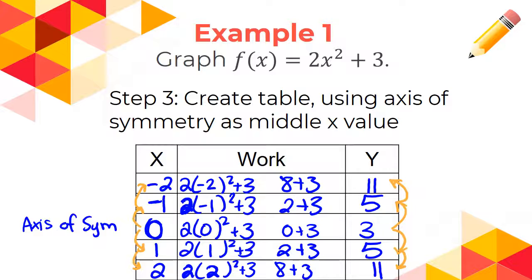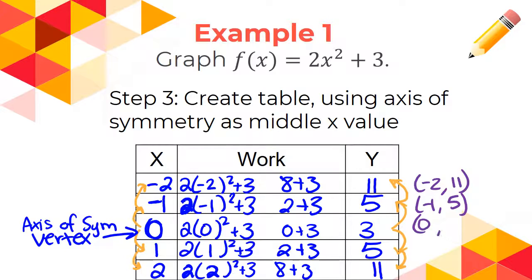Now remember, your axis of symmetry is also where your vertex lies. So by creating this table, you also found your vertex point. So if I list my points, I have -2, 11. I have -1, 5. I have 0, 3. I have 1, 5. And I have 2, 11. We're going to take those points and we're going to plot them onto our graph.